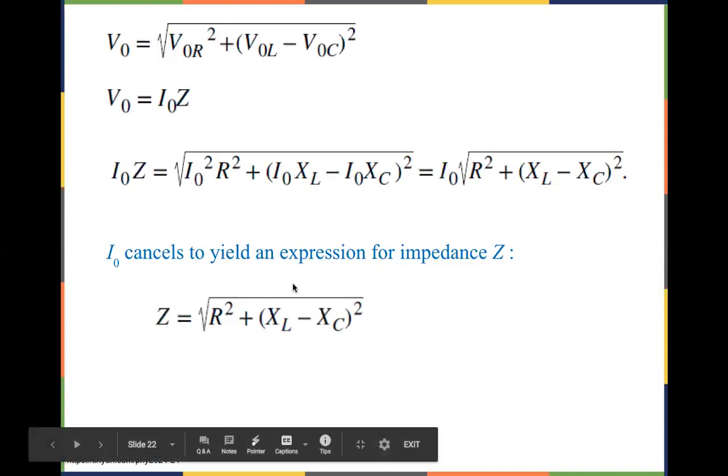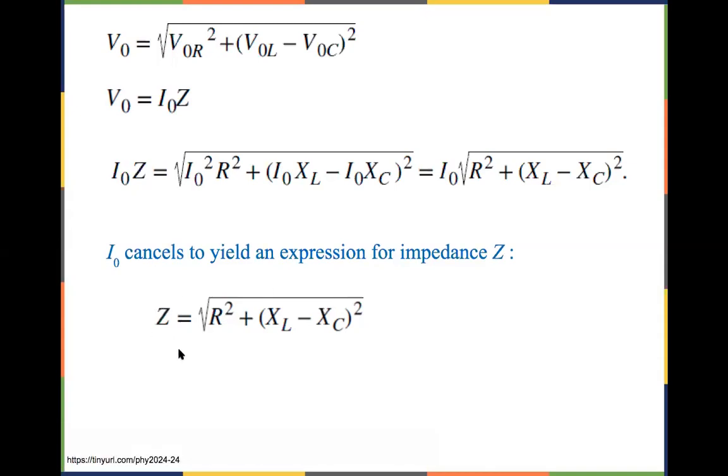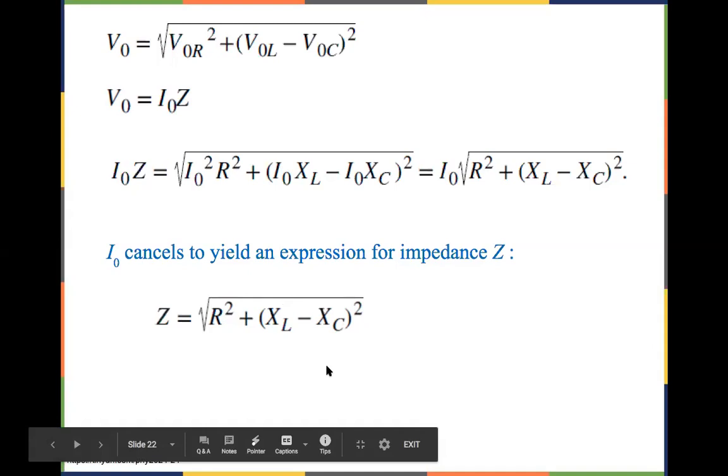For the impedance of an RLC circuit, the impedance is equal to the square root of the resistance squared plus the reactance from the inductor minus the reactance from the capacitor, squared. Okay, so this is what you have to know.